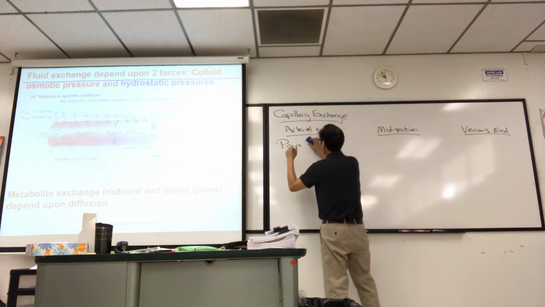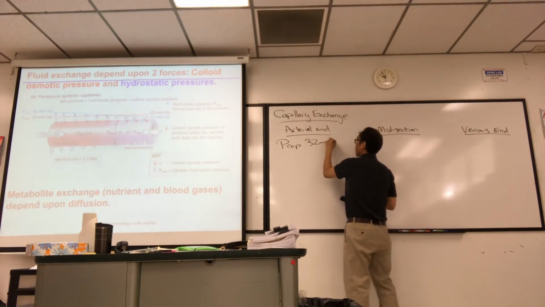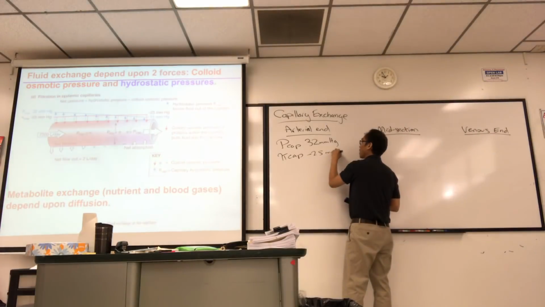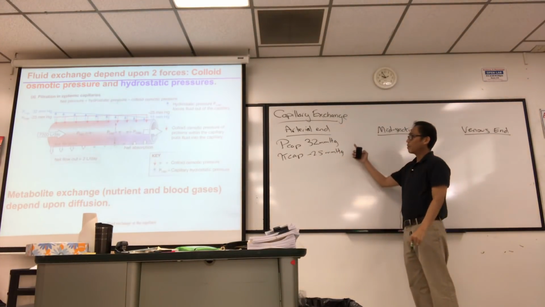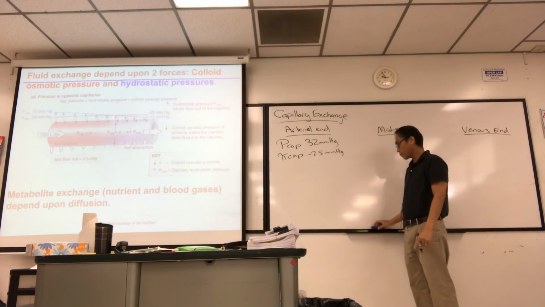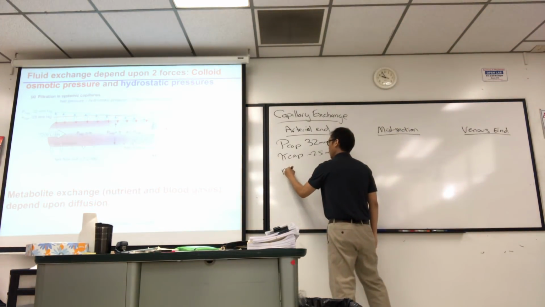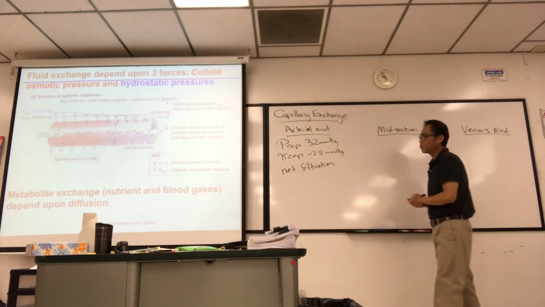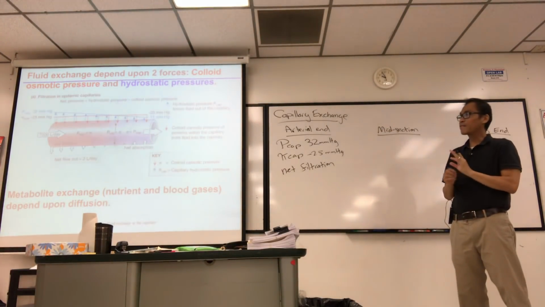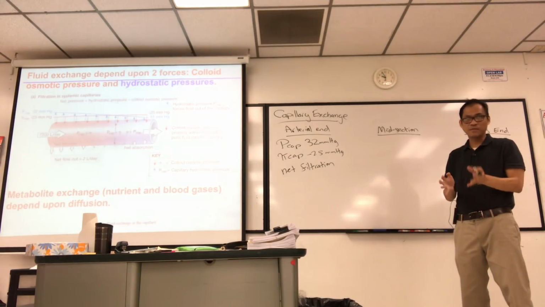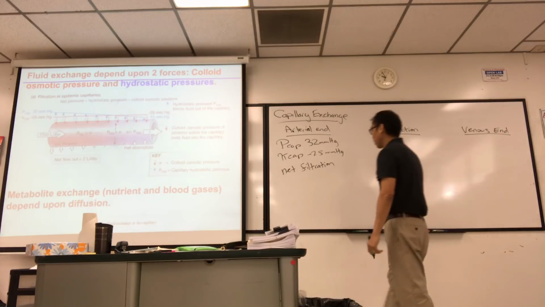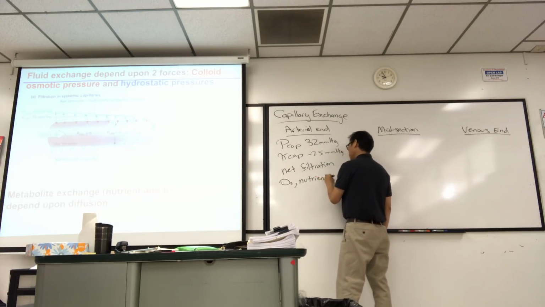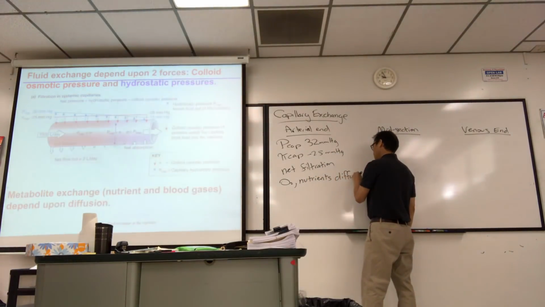So P cap is 32. It's greater than the colloid osmotic pressure, which is negative 25. So the filtration pressure is greater than the colloid osmotic pressure, therefore you have net filtration. And filtration always refers to the fluids being pushed out. But you also have oxygen diffusing out and nutrients diffusing out at the capillary end. O2, nutrients diffuse out.